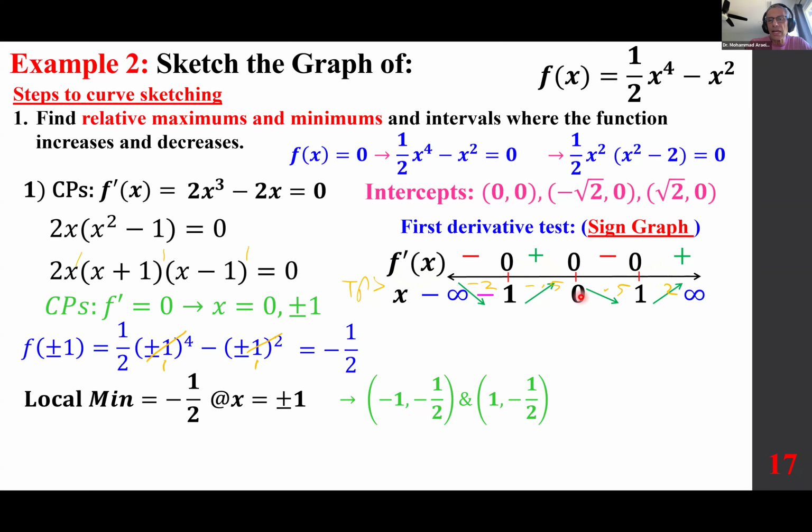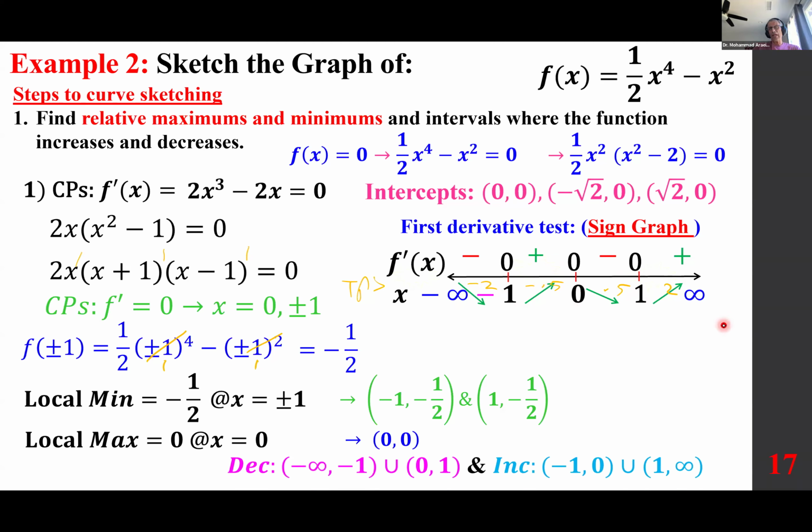Local maximum happens at 0 because we already know (0, 0). You don't have to plug in. That means the local max is 0 at x equals 0. As mentioned, negative means decreasing, so it's decreasing from -infinity to -1, union 0 to 1. It's increasing from -1 to 0, union 1 to infinity. As you can see, the first derivative test gives us a lot of information.